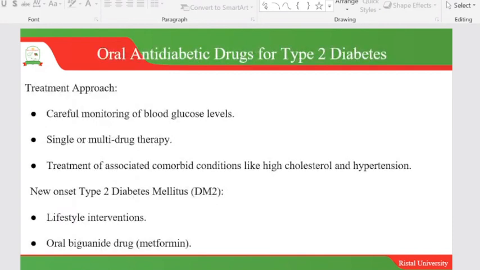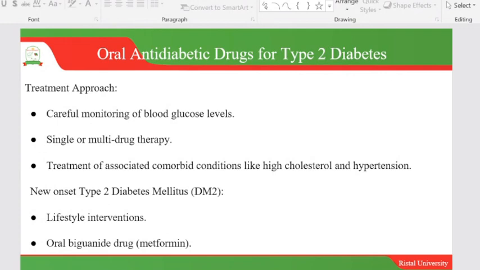So let's look at oral antidiabetic drugs for type 2 diabetes. The treatment approach: careful monitoring of blood glucose levels is very important. Single or multi-drug therapy is recommended. Treatment of associated comorbid conditions like high cholesterol and hypertension is also very much considered in this kind of treatment. So new onset type 2 diabetes mellitus can be treated as follows.